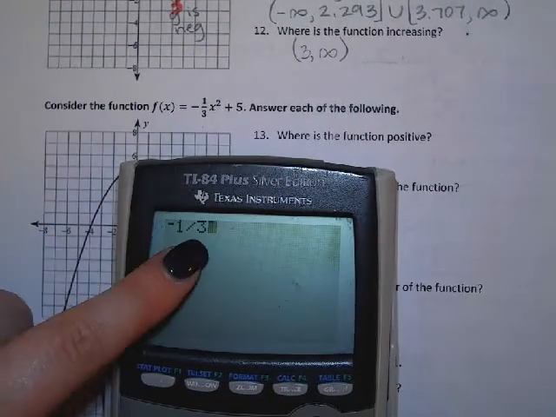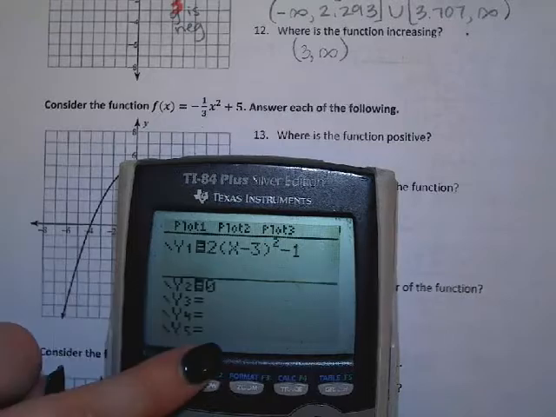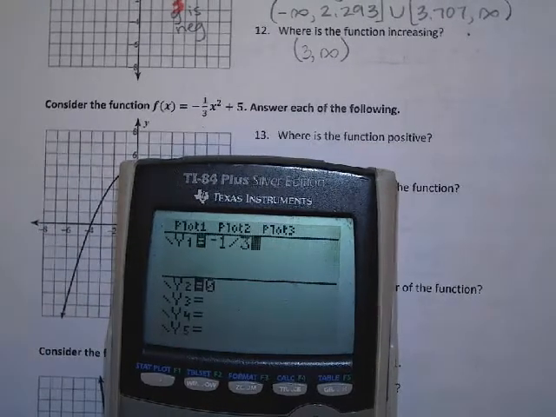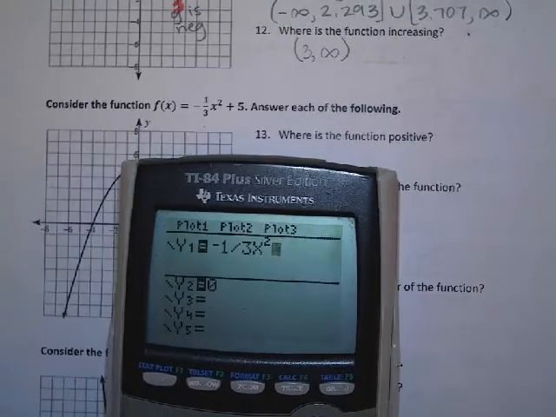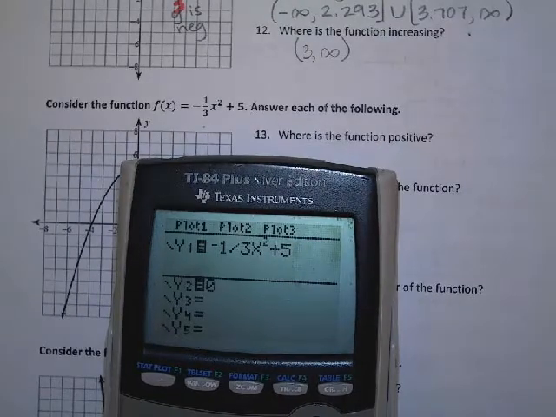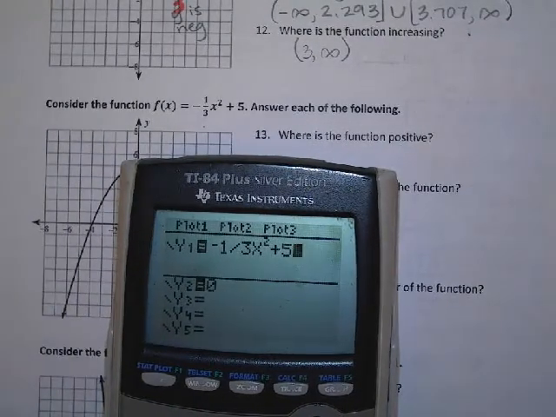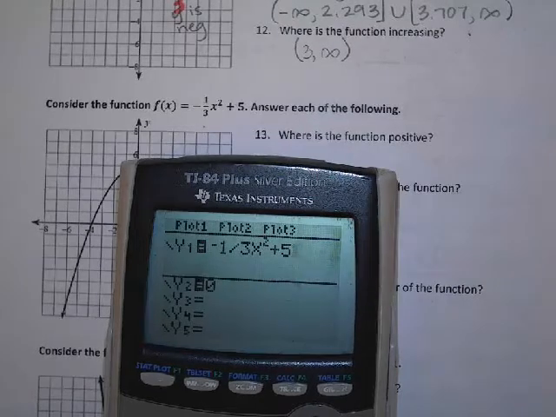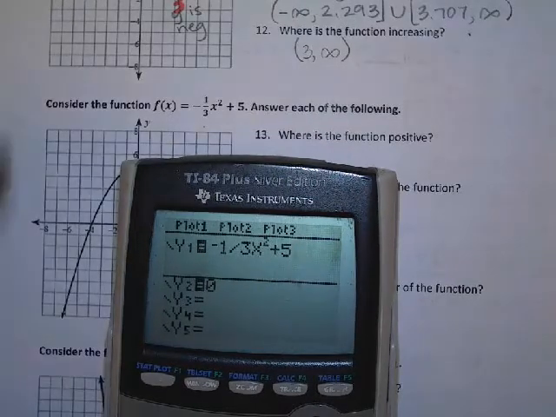So you can type in negative, you gotta be ready to graph. You can type in negative 1/3 like that if you want, or you can type it in as the fraction, negative 1/3, it does not matter. Do you guys have a preference? That way?